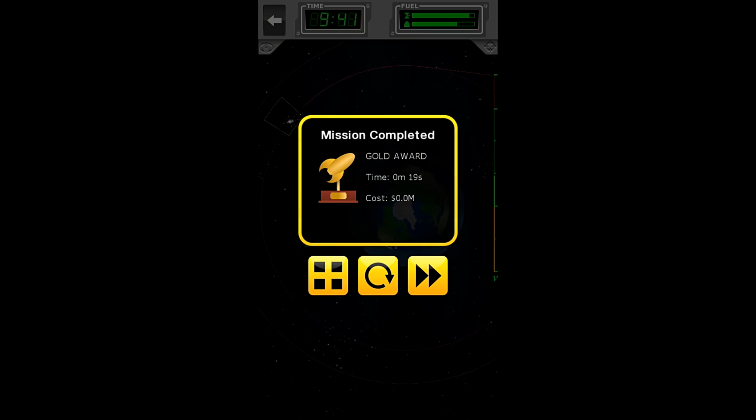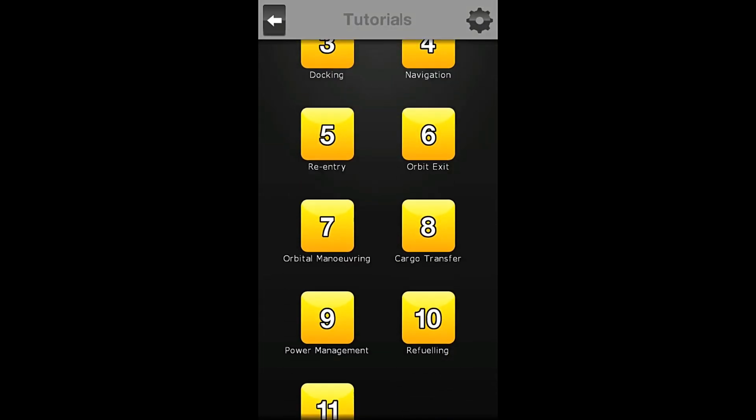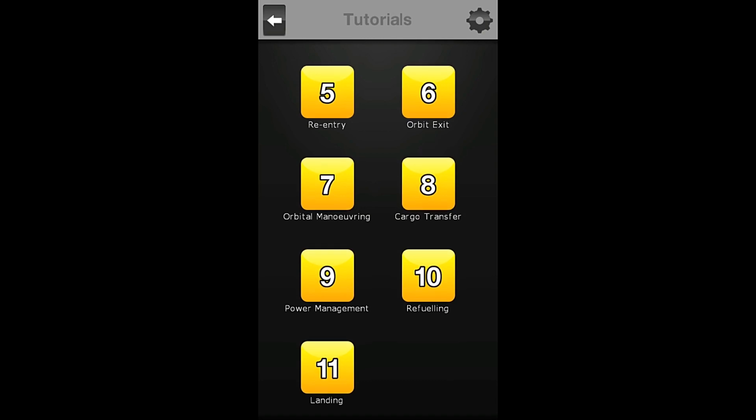So that is the orbital maneuvering mission complete, with gold award in 19 seconds, at a cost of $0.0 million. Next time when we come back, we will test out cargo transfer.